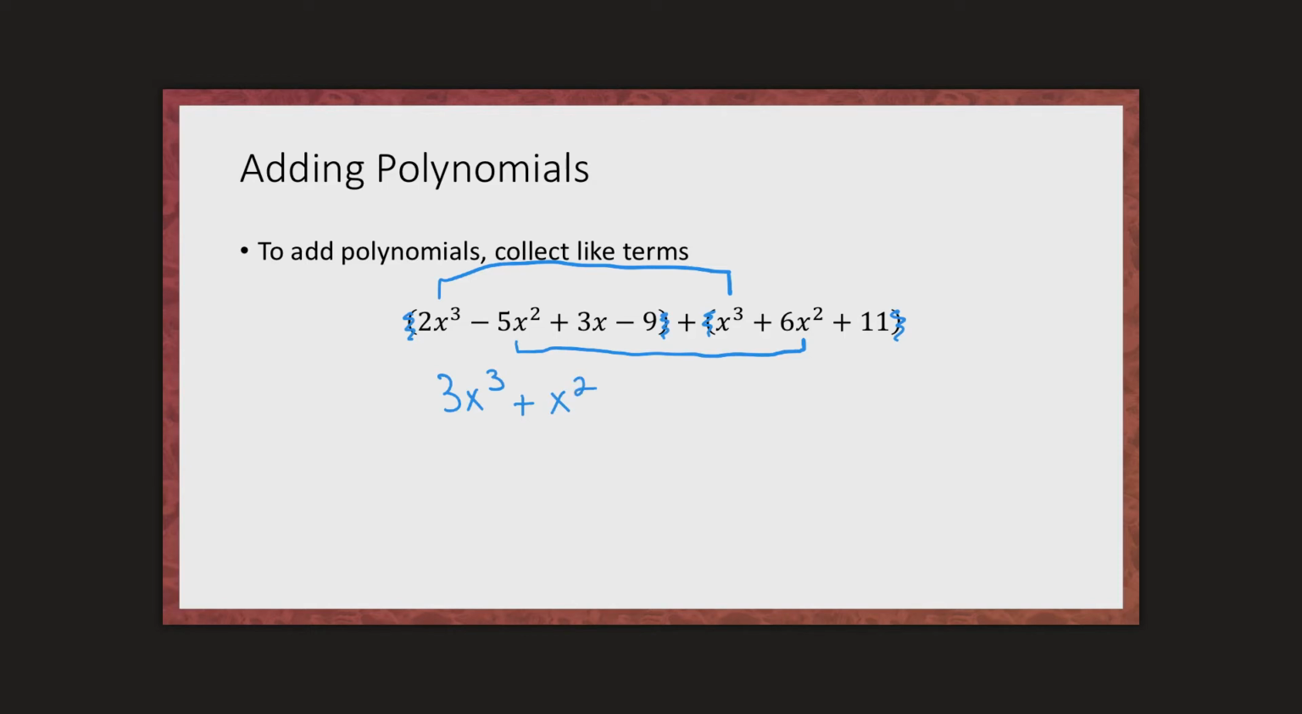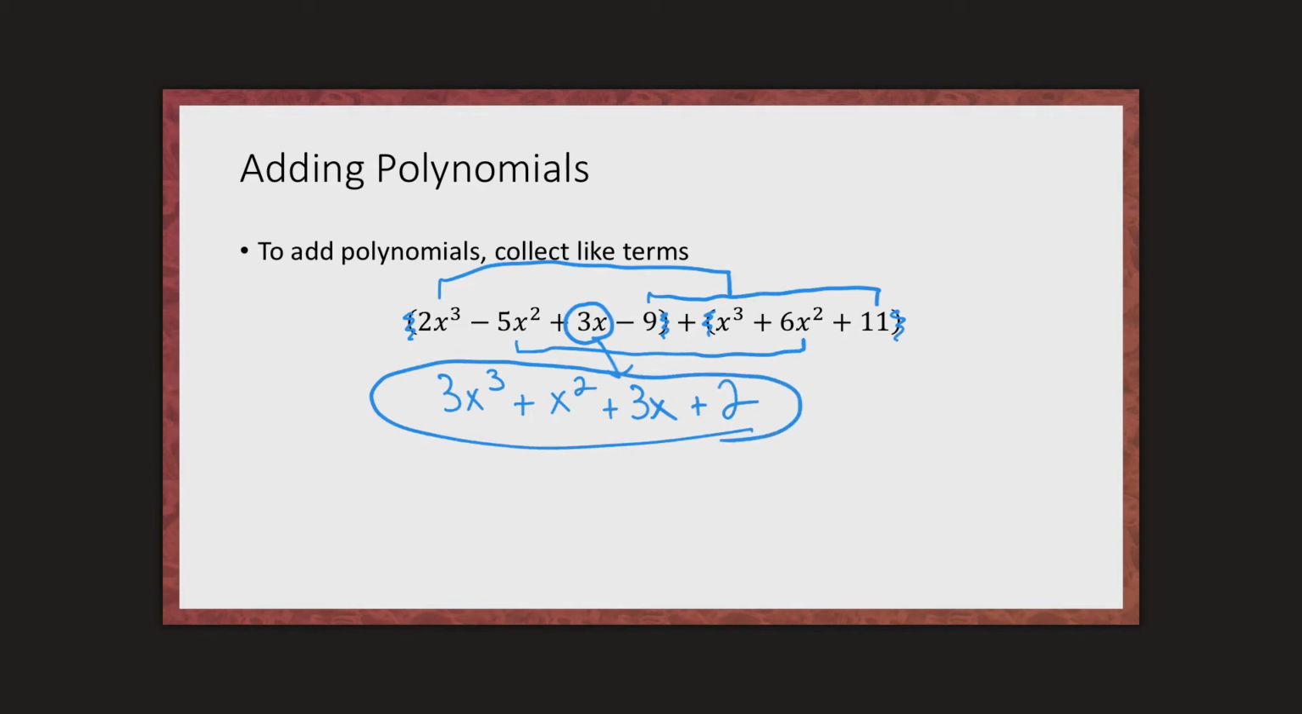Now we have our 3x term, and that does not have any like terms, so it just copies over. It's a positive 3x, so I'll write it that way. And then finally, we have minus 9 and plus 11. Well, 11 minus 9 is 2, so our solution will have plus 2 in it. So adding these two polynomials together, combining like terms, we get 3x to the third plus x squared plus 3x plus 2, and that is written in standard form. And so we're done with it.